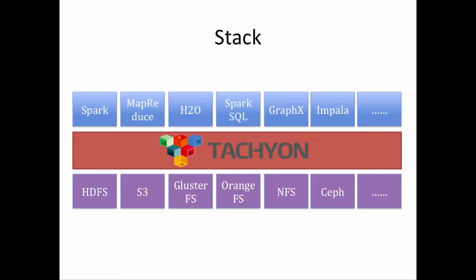So here's a stack to show where Tachyon sits in the ecosystem. It's a high-performance storage layer on top of existing persistent storage, such as HDFS, S3, and GlusterFS. On top of that, you run all kinds of different computation frameworks, and we have close integration with frameworks like Spark.